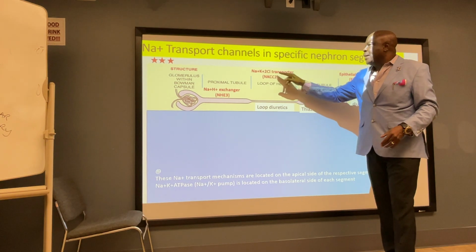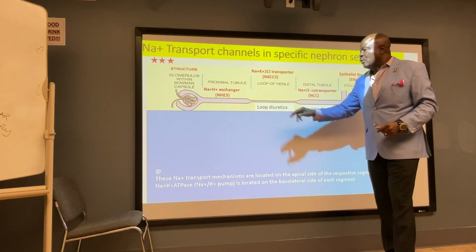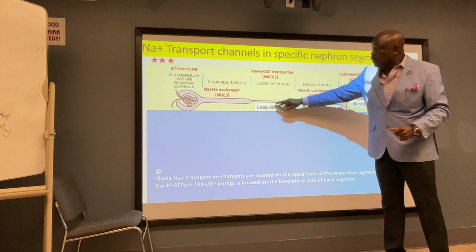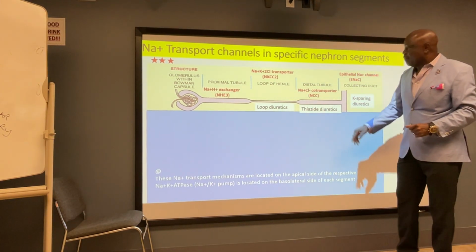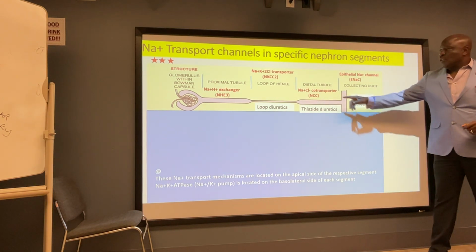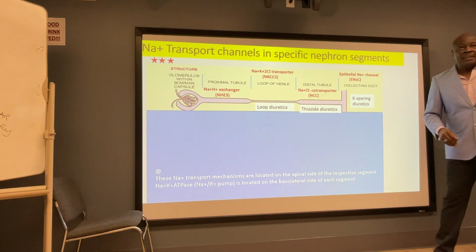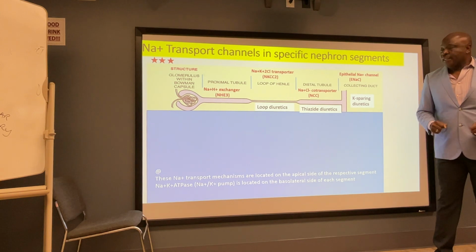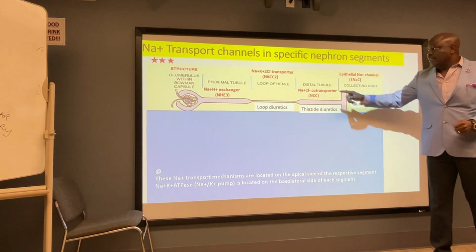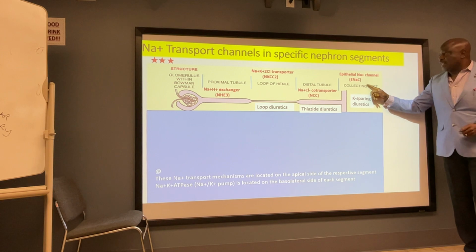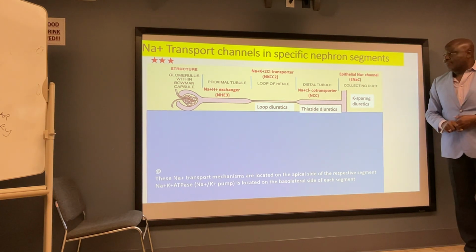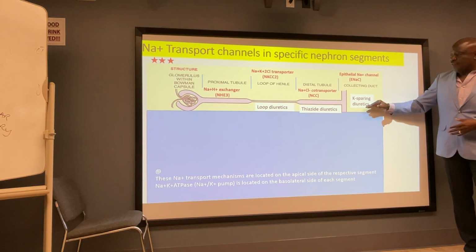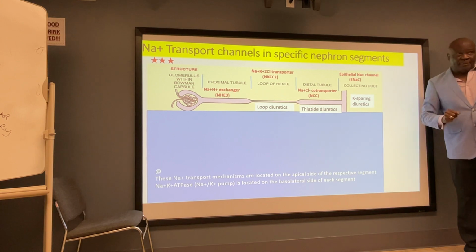The sodium potassium chloride transporter is found in the loop of Henle, and this is where the loop diuretics work because they target this transporter. In the distal tubule, you find the sodium chloride co-transporter. Thiazide diuretics act on this site. And in the last segment, the collecting duct, you have the epithelial sodium channel. This is where the third class of agents act, that is the potassium-sparing diuretics.